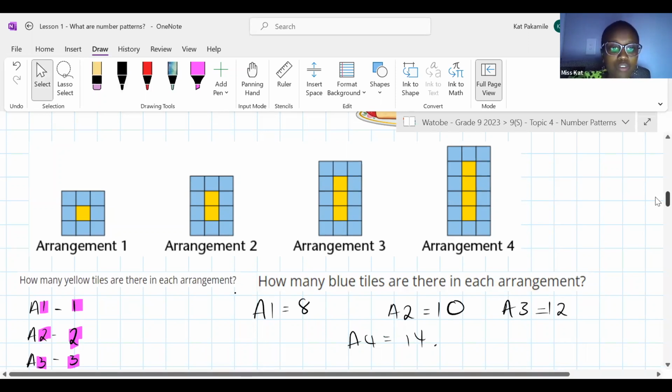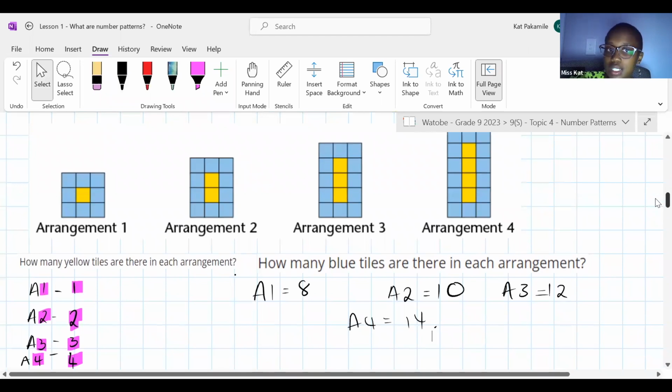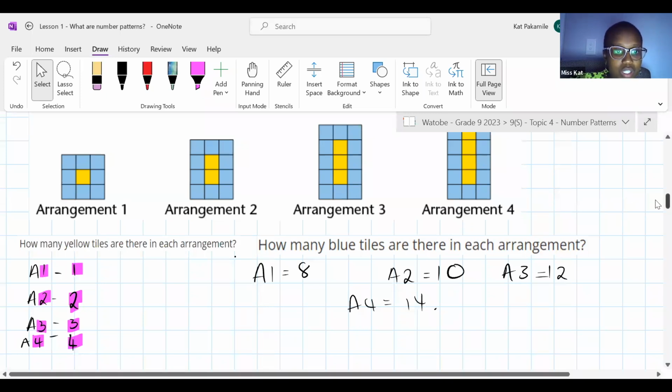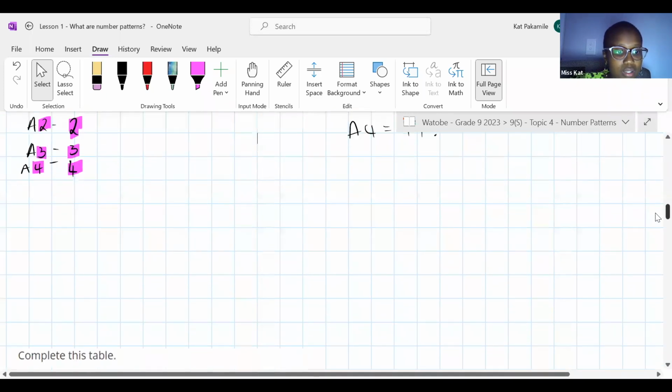How much are we adding for blue blocks? You see the pattern? So from one to the next, we are adding 2 blue blocks. Yes, we are adding 2. Guys, I wanted to see that you saw and recognized that.